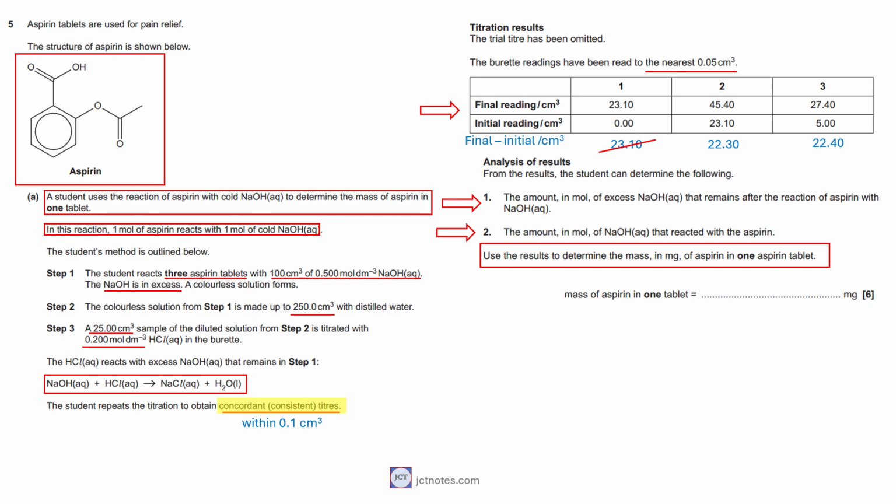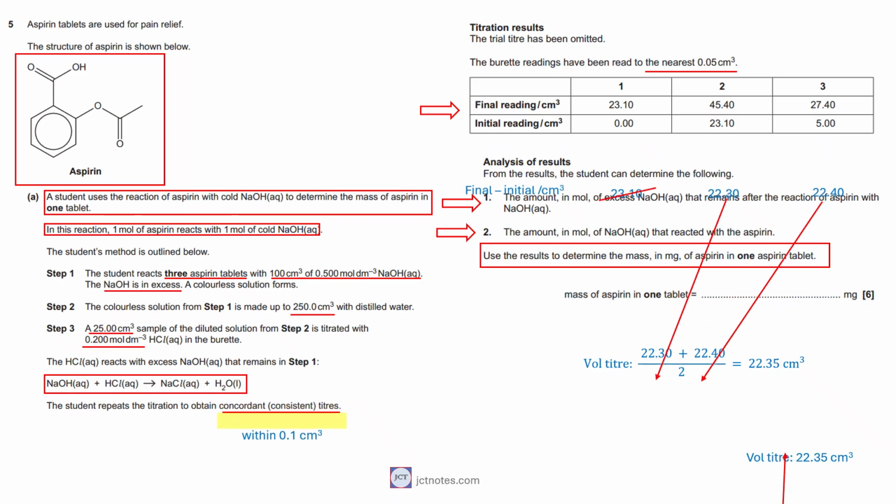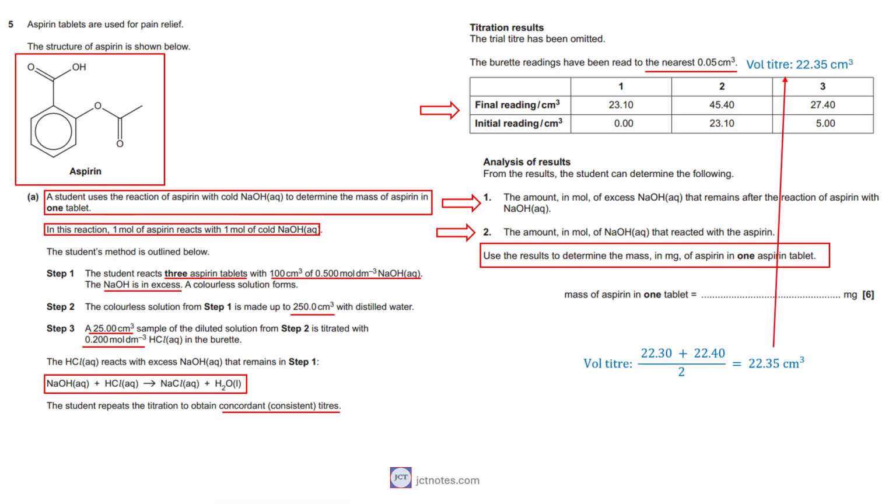We then take the average of the second and third readings. The average of 22.30 and 22.40 cubic centimeters is 22.35 cubic centimeters. Therefore, the titer volume is 22.35 cubic centimeters.